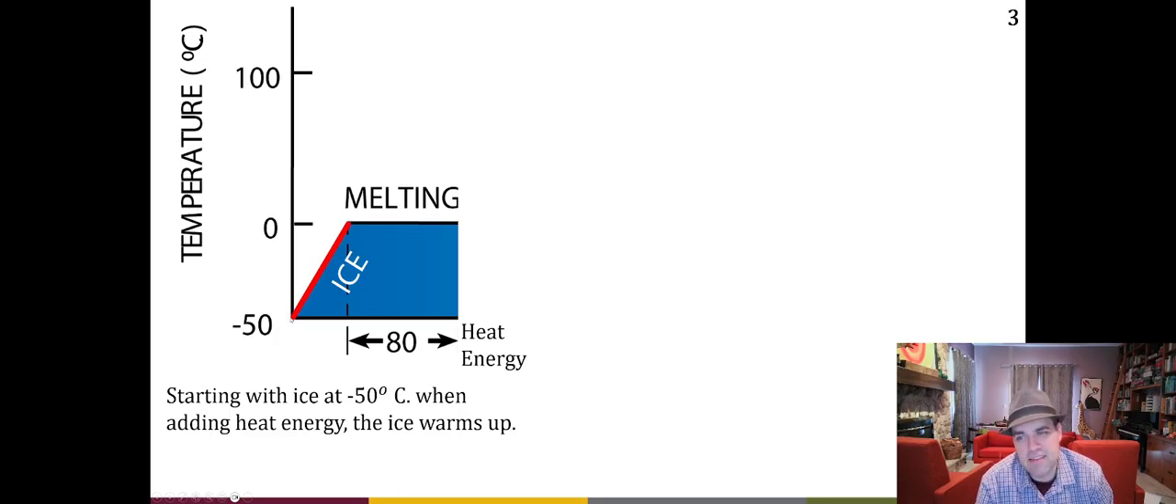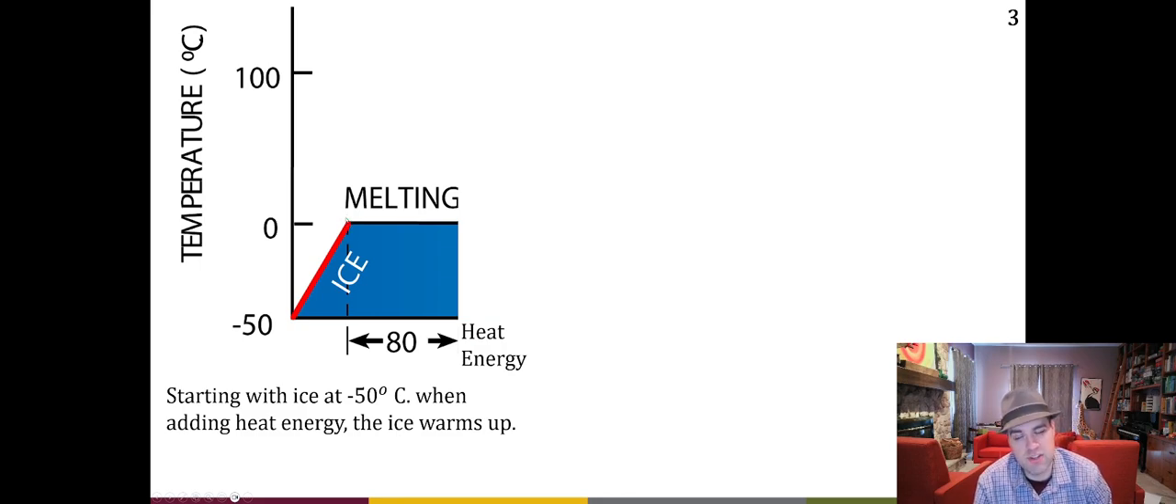So we have a block of ice that's negative 50 degrees Celsius. As I add energy to the ice, let's say I'm heating it up on a stove or something, okay? As I add energy to it, the temperature of the ice is going to increase up until we reach 0 degrees Celsius. At that point, the ice is going to start to melt.